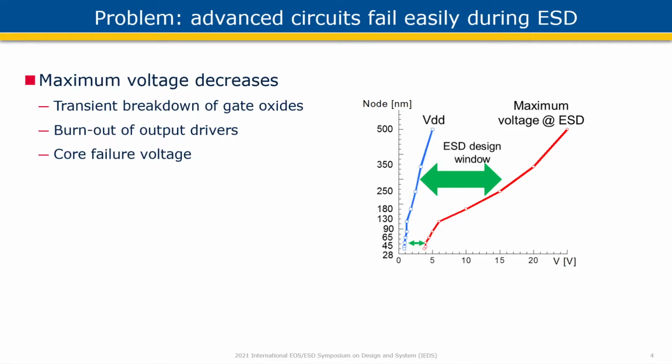High-speed circuits use thin oxide transistors. Compared to more mature technology nodes, advanced CMOS and FinFET nodes have a decreased maximum voltage. As such, we have a reduced ESD design window for advanced CMOS and FinFET technology nodes.